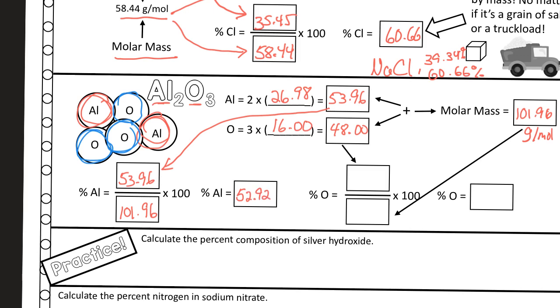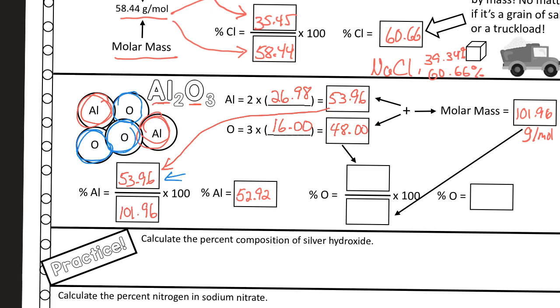52.92 is going to be the percent of aluminum. Remember, you're going with your lowest number of significant figures, so this number right here is going to set your significant figures, because that's got 4 significant figures where your molar mass had 5.